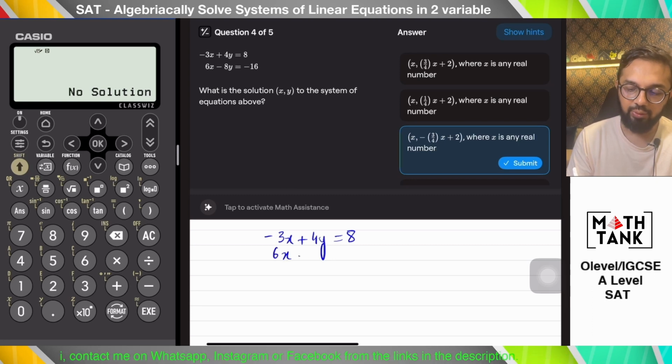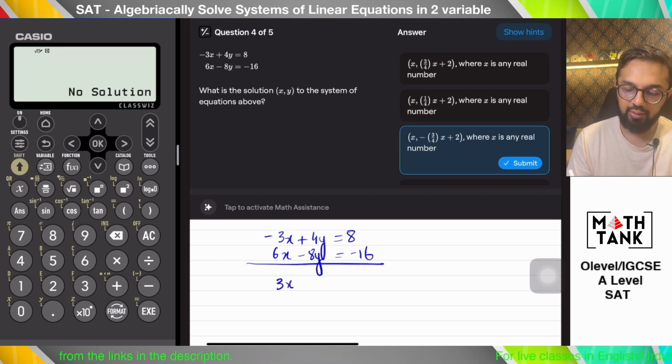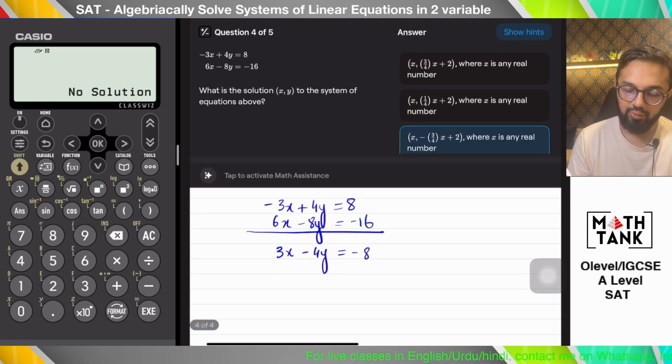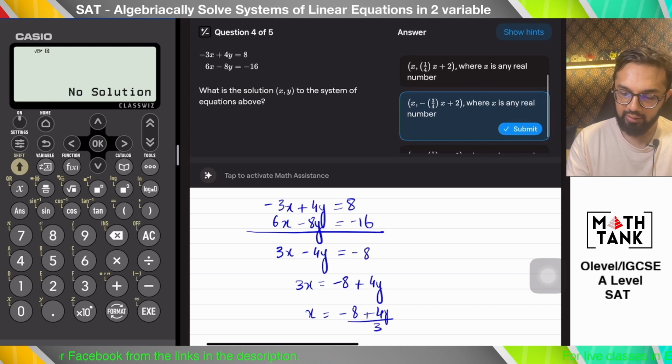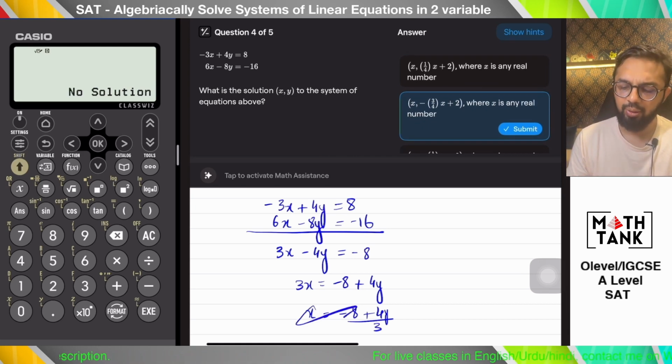Okay. What if I add the two equations together? What does adding the two equations together give me? This gives me 3x, this gives me minus 4y, and this gives me minus 8. Now can I try to make x the subject? There's a relationship between x and y. So minus 8 plus 4y over 3. Okay, that is x. What if I make y the subject? In fact, that should work better.